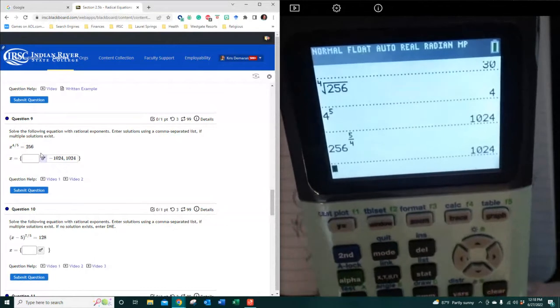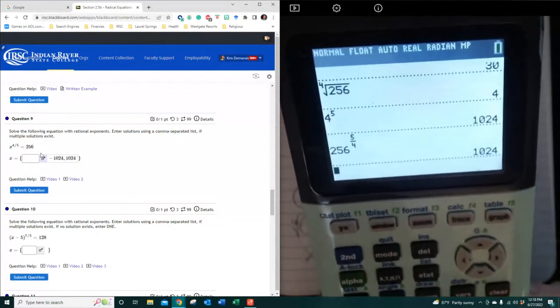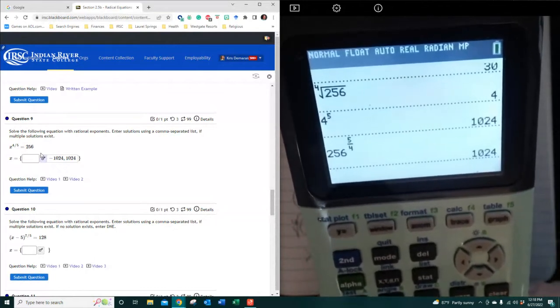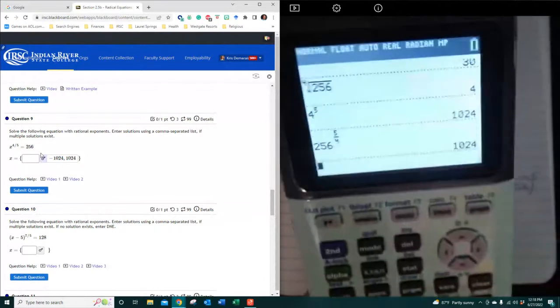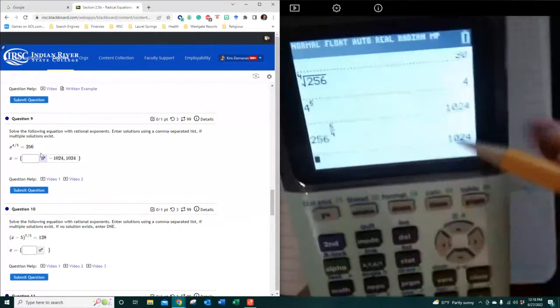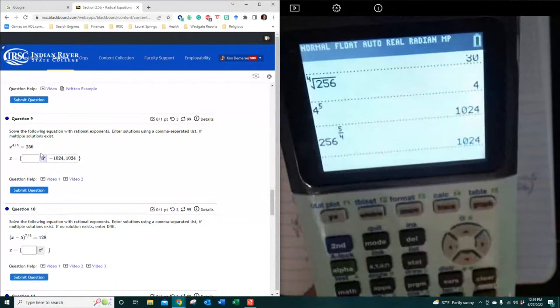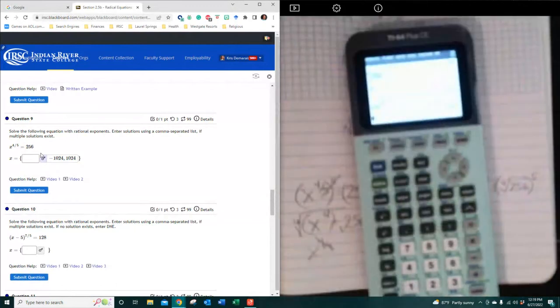Again, because we're dealing with an even index, we have to include the negative and positive. See how that's even, the 4? Put a plus or minus in front of it. That'll give us our answer that we're looking for.